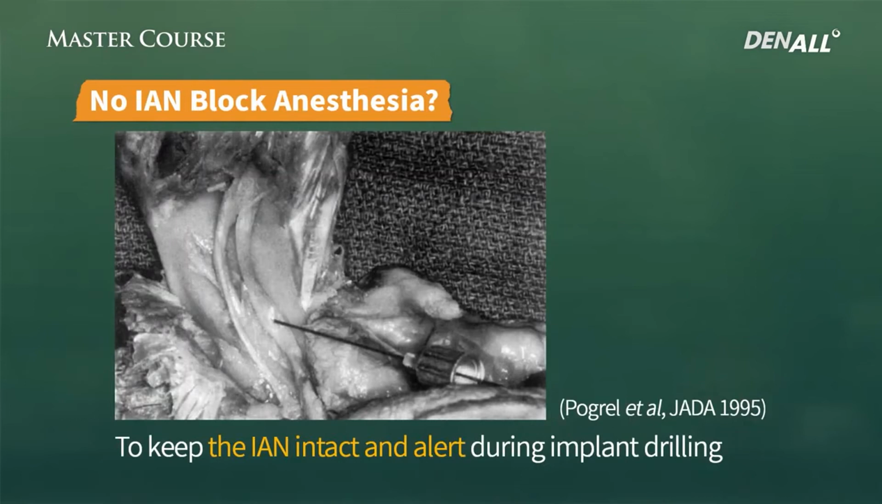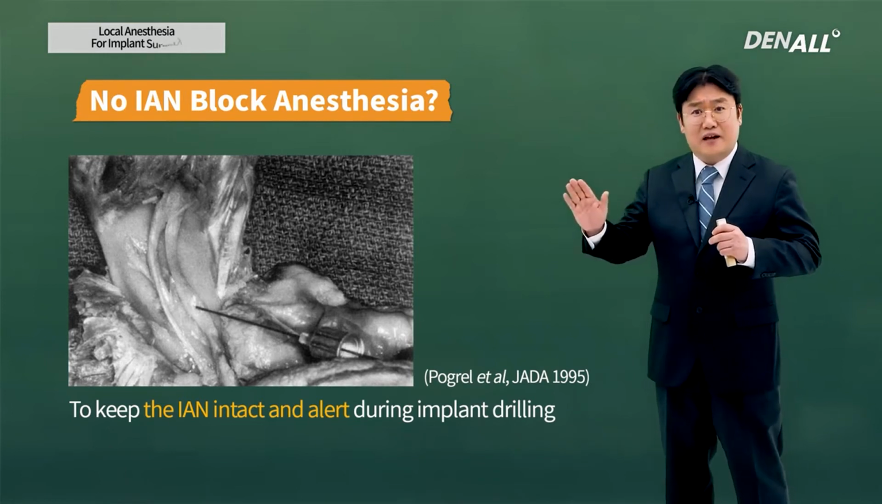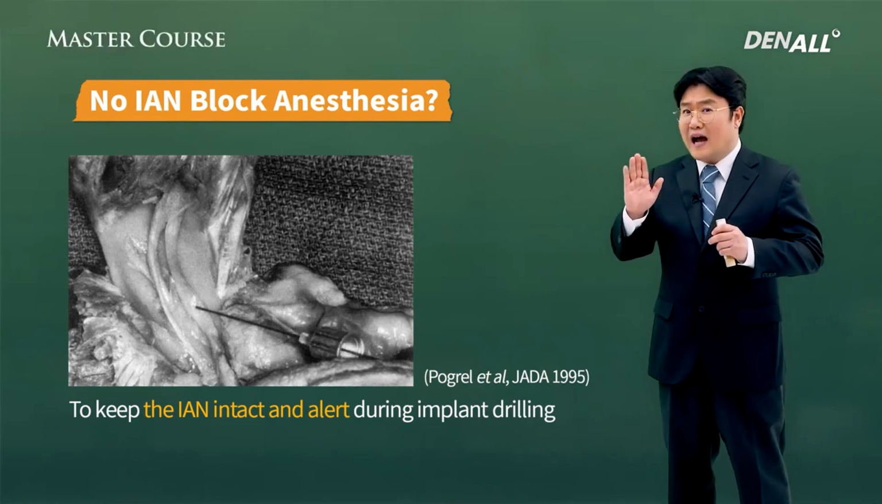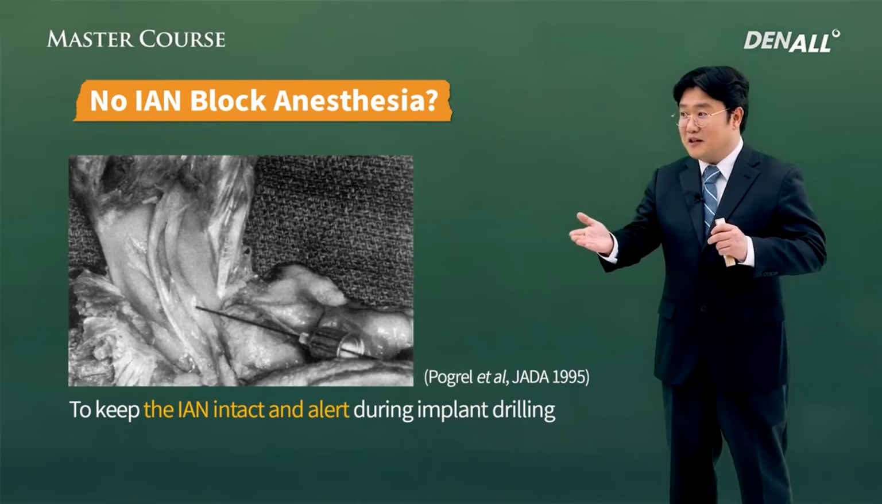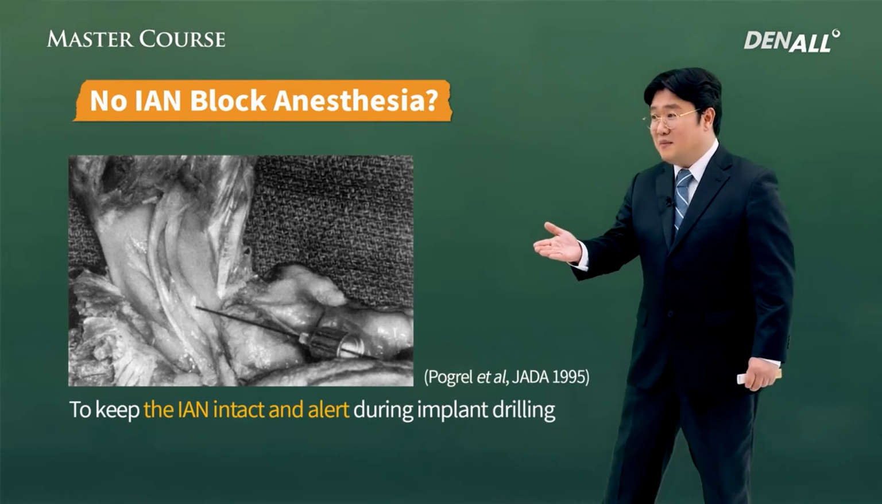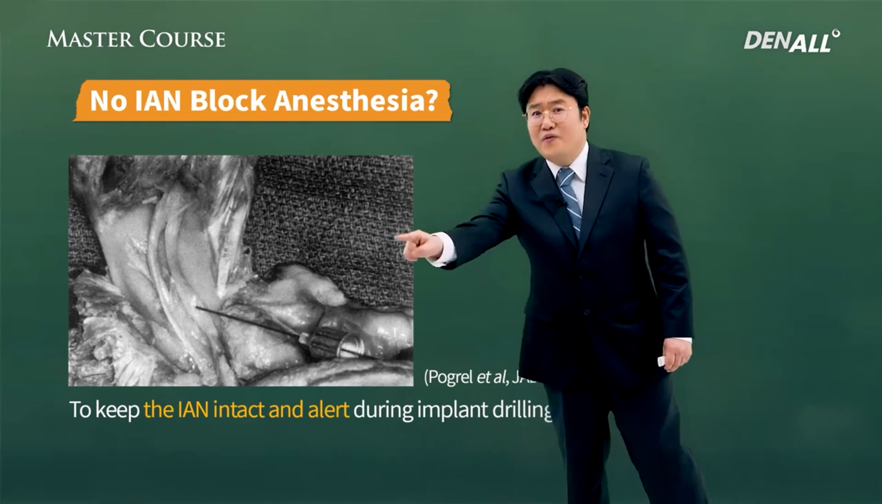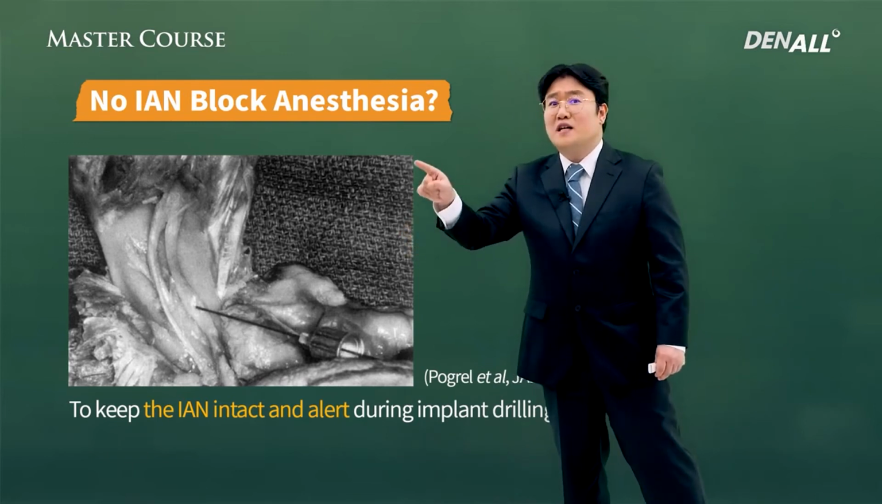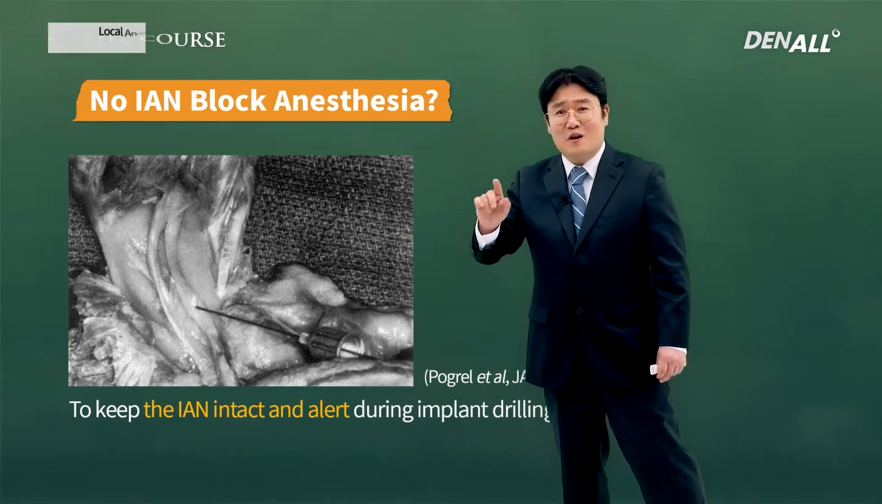Recently, there is no controversy over local anesthesia, but there can be one when you do implant surgery. Some doctors do not block the inferior alveolar nerve. Why? Because of the first reason: if you look at the picture, the needle directly touches the inferior alveolar nerve. That's the fear, and people are afraid that they may touch the inferior alveolar nerve directly. That's the first reason.